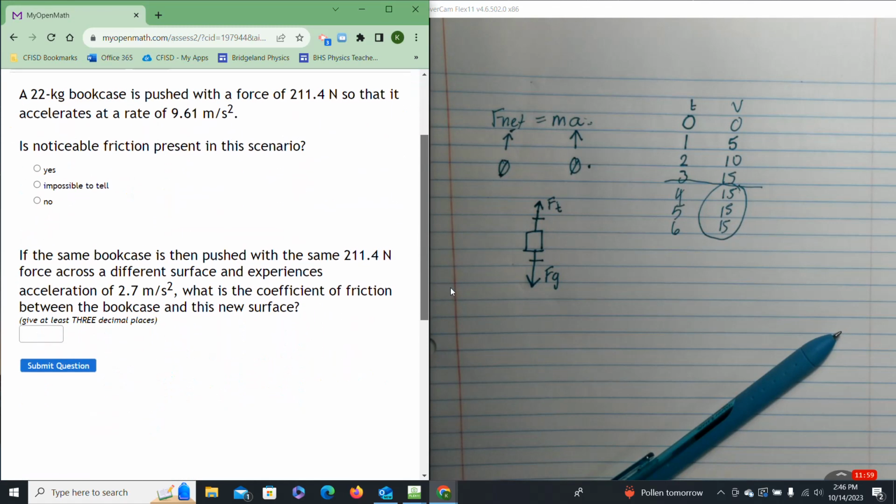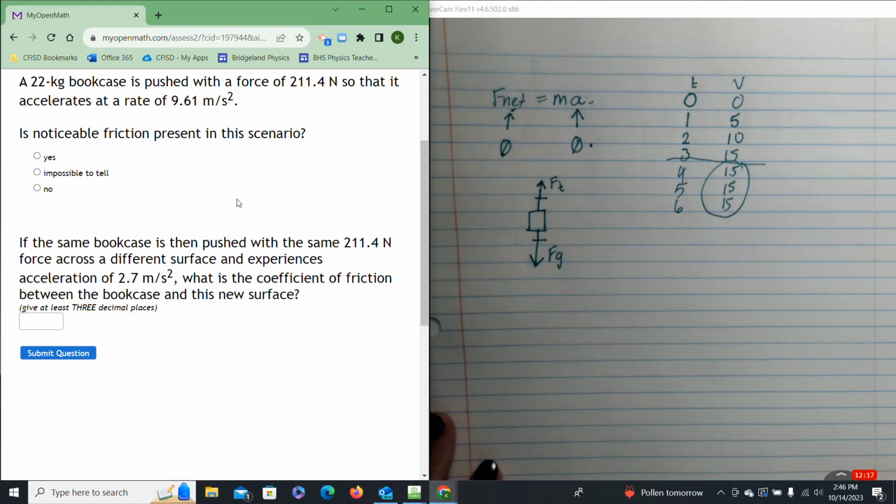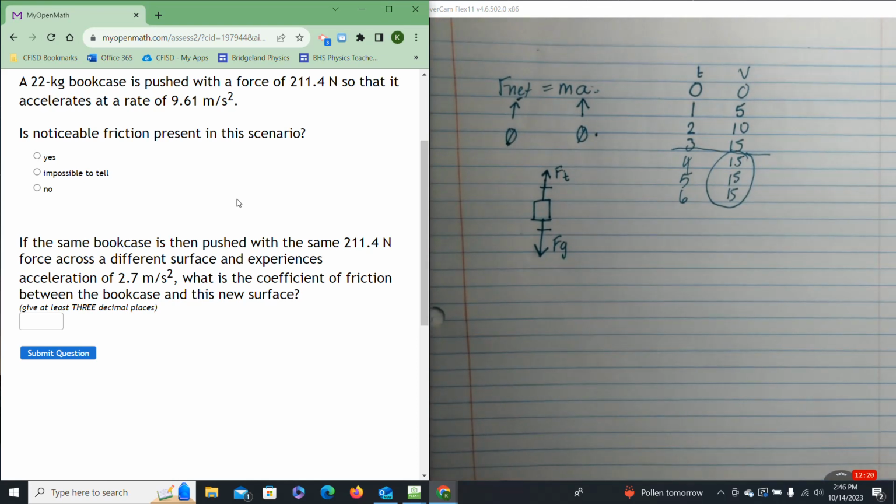The next question says, a 22 kilogram bookcase is pushed with a force of 211.4 newtons so that it accelerates at a rate of 9.61 meters per second squared. Is noticeable friction present in this scenario? Okay, this isn't exactly the same as the questions that we've done in class. This one's going to require you to think a little bit.